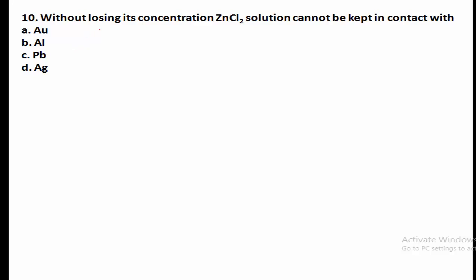10th one, without losing its concentration, ZnCl2 solution cannot be kept in contact with aurum, that is gold, aluminium, lead, silver. Gold is very less reactive, so it won't react with ZnCl2. Lead is also less reactive than zinc. Silver is also less reactive than zinc. But aluminium is more reactive than zinc, and hence aluminium can displace zinc. Hence option B is the right answer.